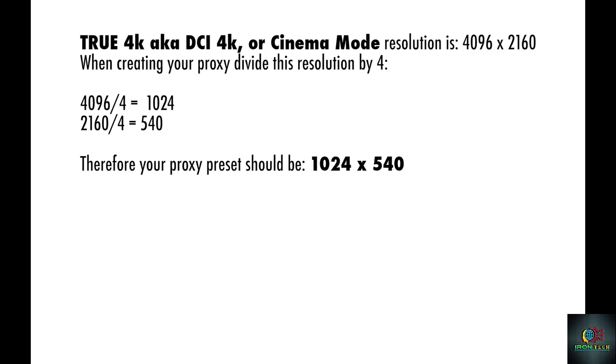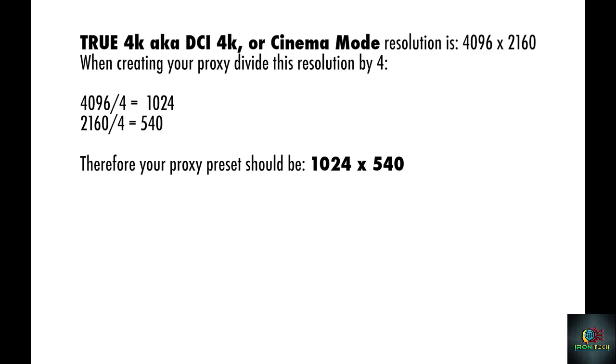If your camera films in true 4K, otherwise known as DCI 4K, or in some situations cinema mode, then you want to use the proxy resolution that is a multiple of 4096 by 2160. So you would take both of those numbers and divide them by 4 and create a proxy out of that number.